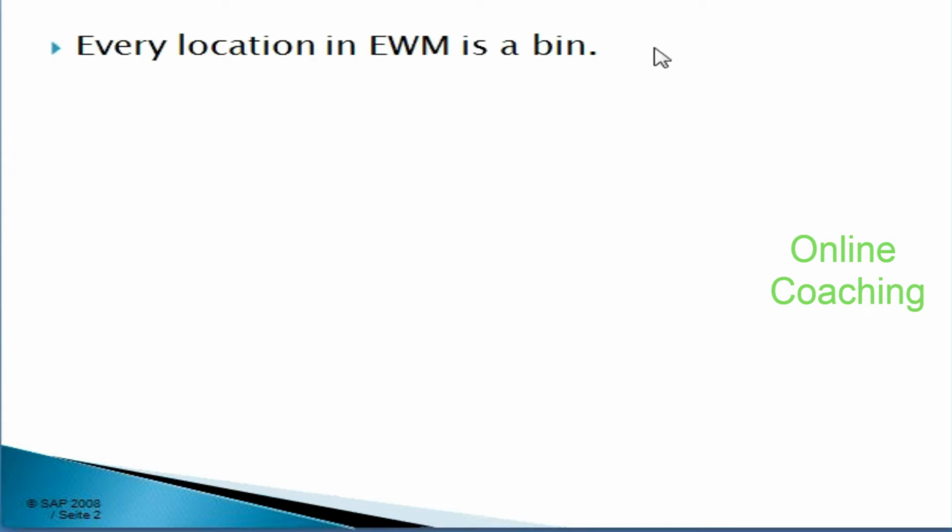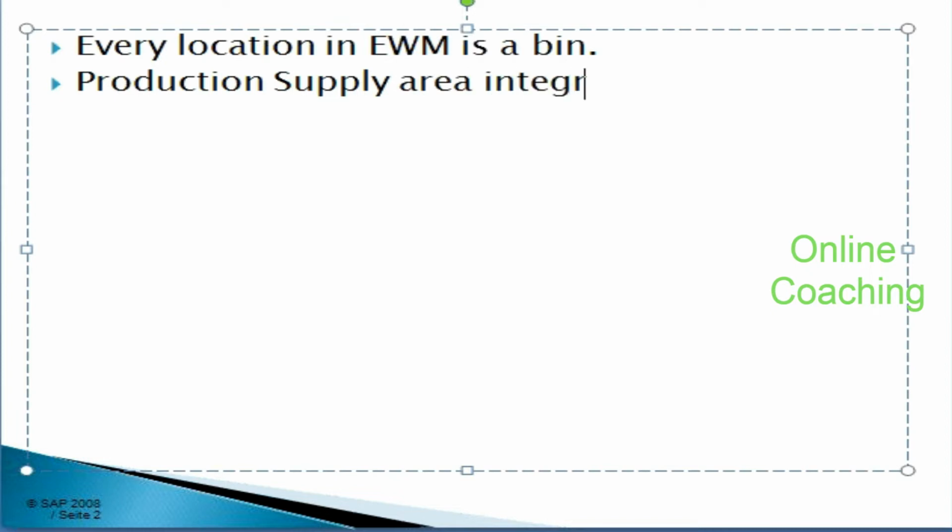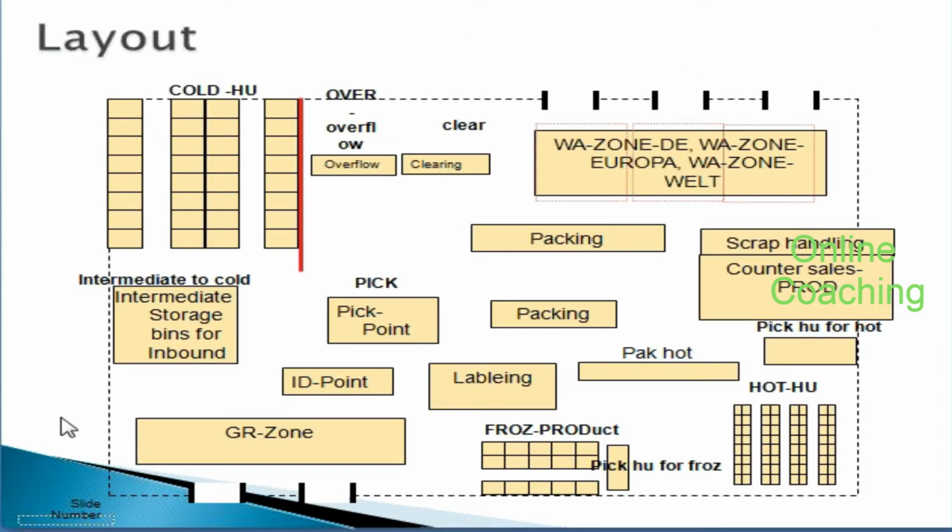Even if it is production, if you want to integrate it to EWM, we need to integrate the production supply area. We'll be covering that in the PSA integration. We'll treat the production supply area as a bin, so that from that particular bin we'll be providing the goods to the production supply area, or receiving the goods from that area. Everything is treated as a bin only.